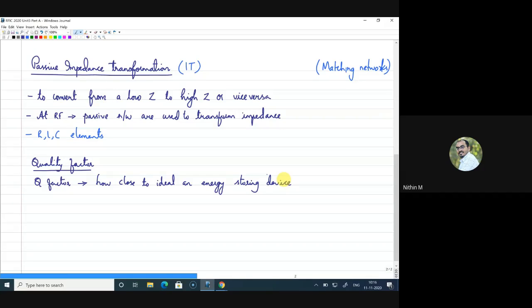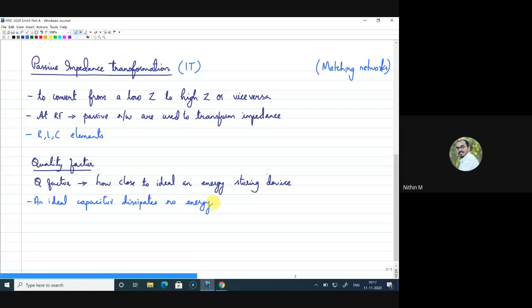Say, let us start with a capacitor. We know that a capacitor is an energy storing device, right? So let me write it like this: an ideal capacitor, an ideal cap, is an energy storing device. Or I can say that an ideal capacitor will not dissipate any energy. So it dissipates no energy.